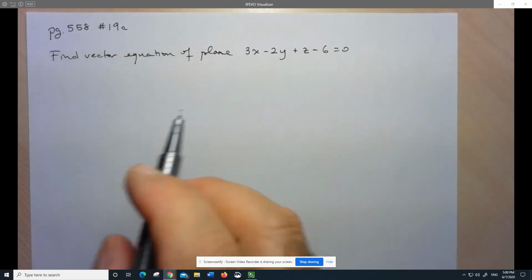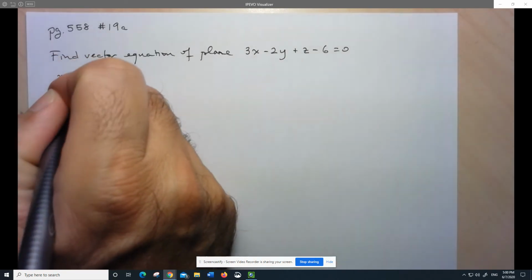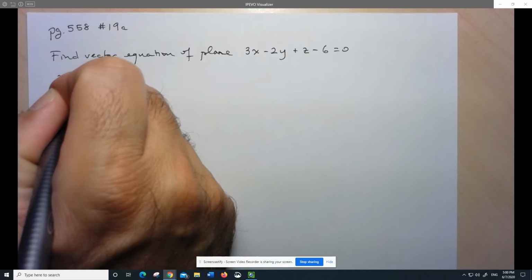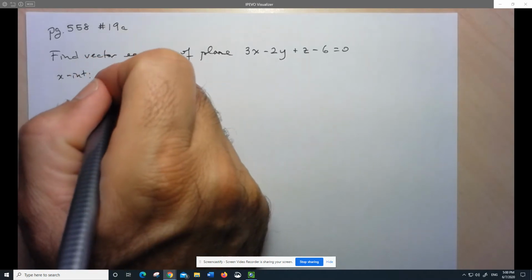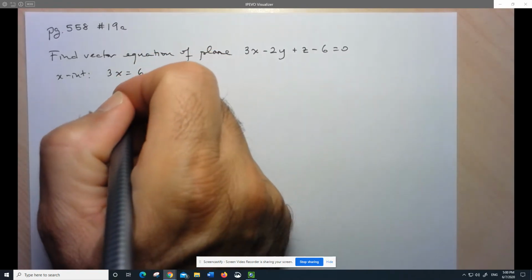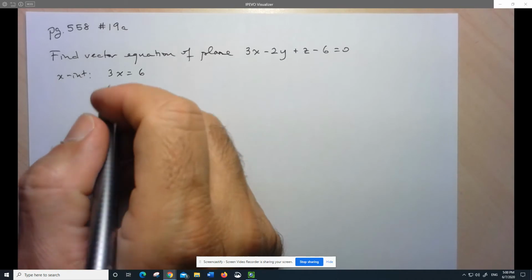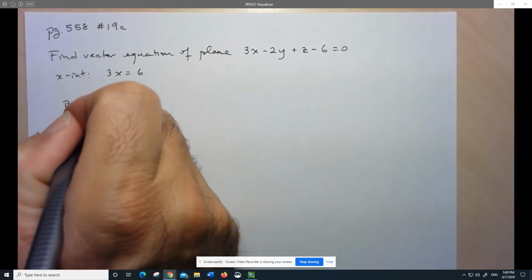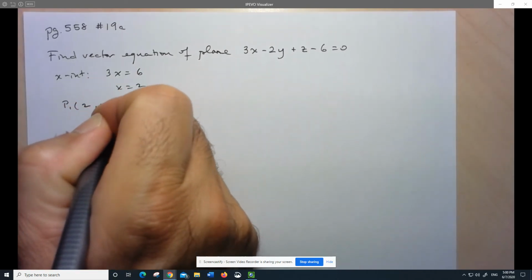The first thing I'm going to do is look for the x-intercept, and that's just by letting y and z be equal to 0. So we have 3x equals, bring the 6 to the other side, 6, so x is equal to 2. So point 1 is (2, 0, 0).